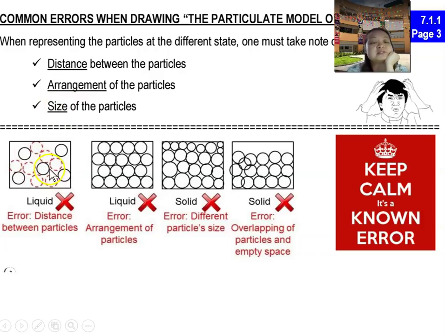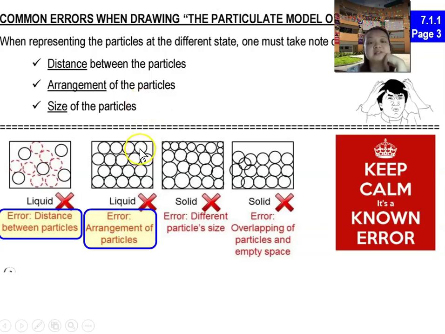What do you think is the mistake here? This person is supposed to draw a liquid, but he's drawing the liquid at such great distance from each other. So over here, the mistake is there's too much space between the particles. Your liquid particles are still relatively closer to one another. But in this case here, the arrangement of the liquid particles is the mistake because the liquid particles look like they are solid. They are arranged in a solid manner, in a relatively fixed arrangement. Whereas over here, you notice that the particles are all different sizes. So this is the error.